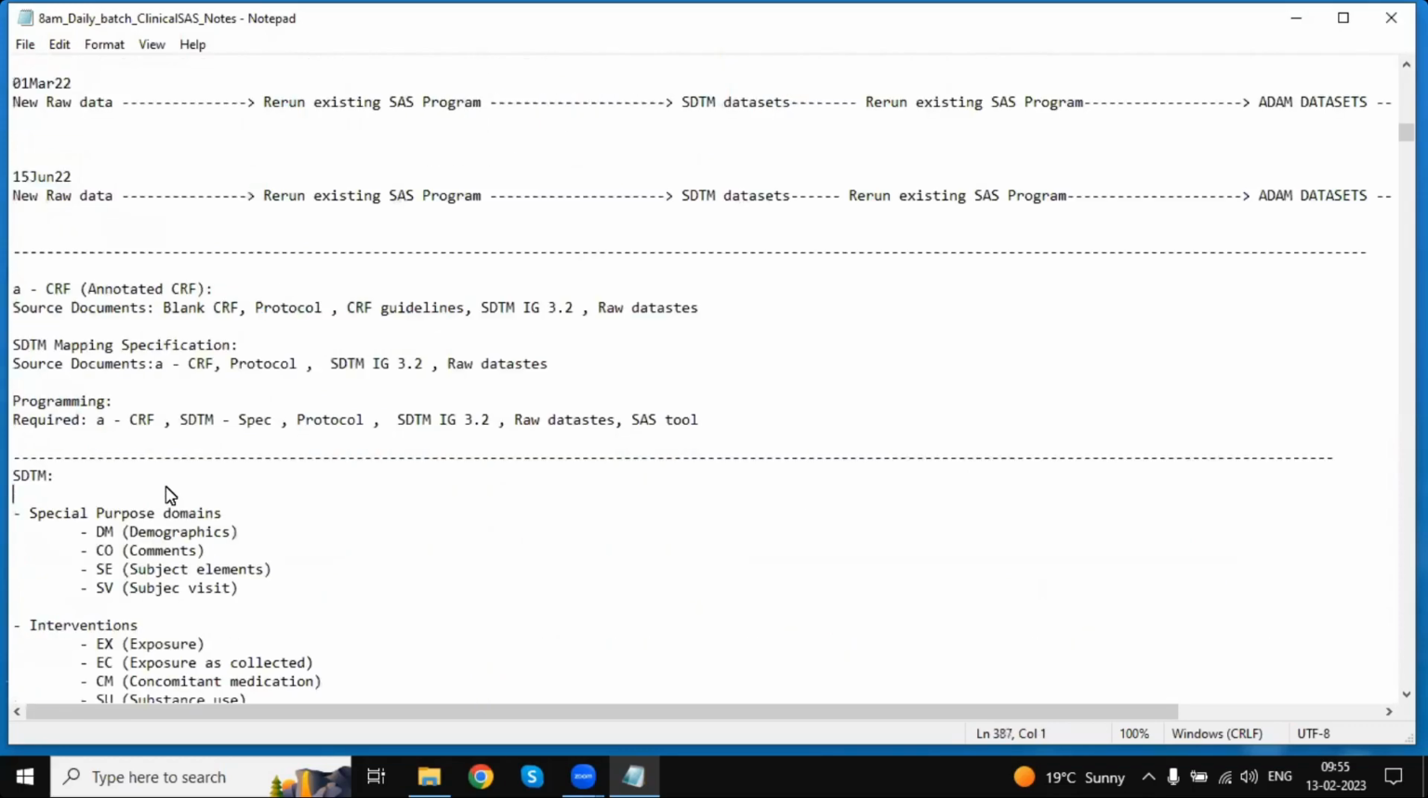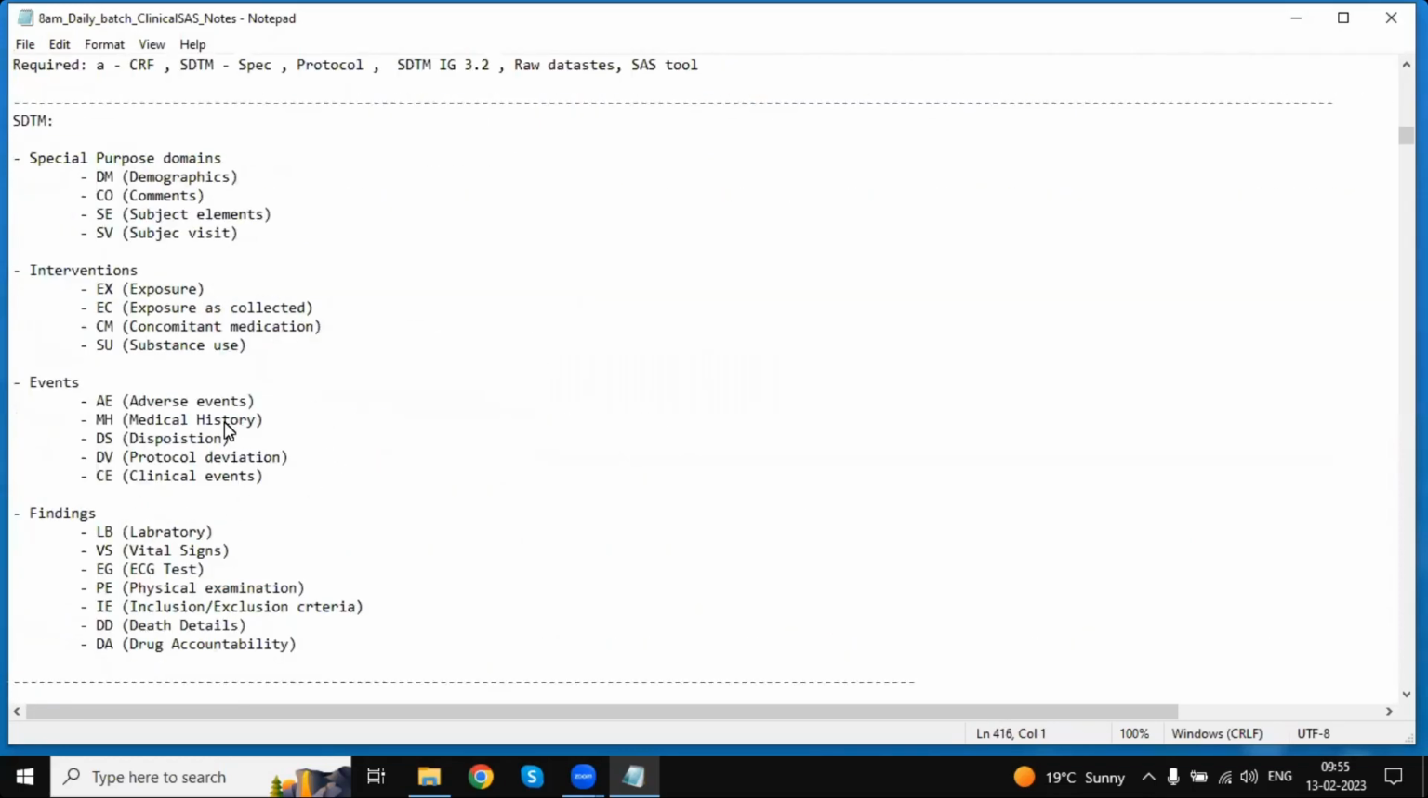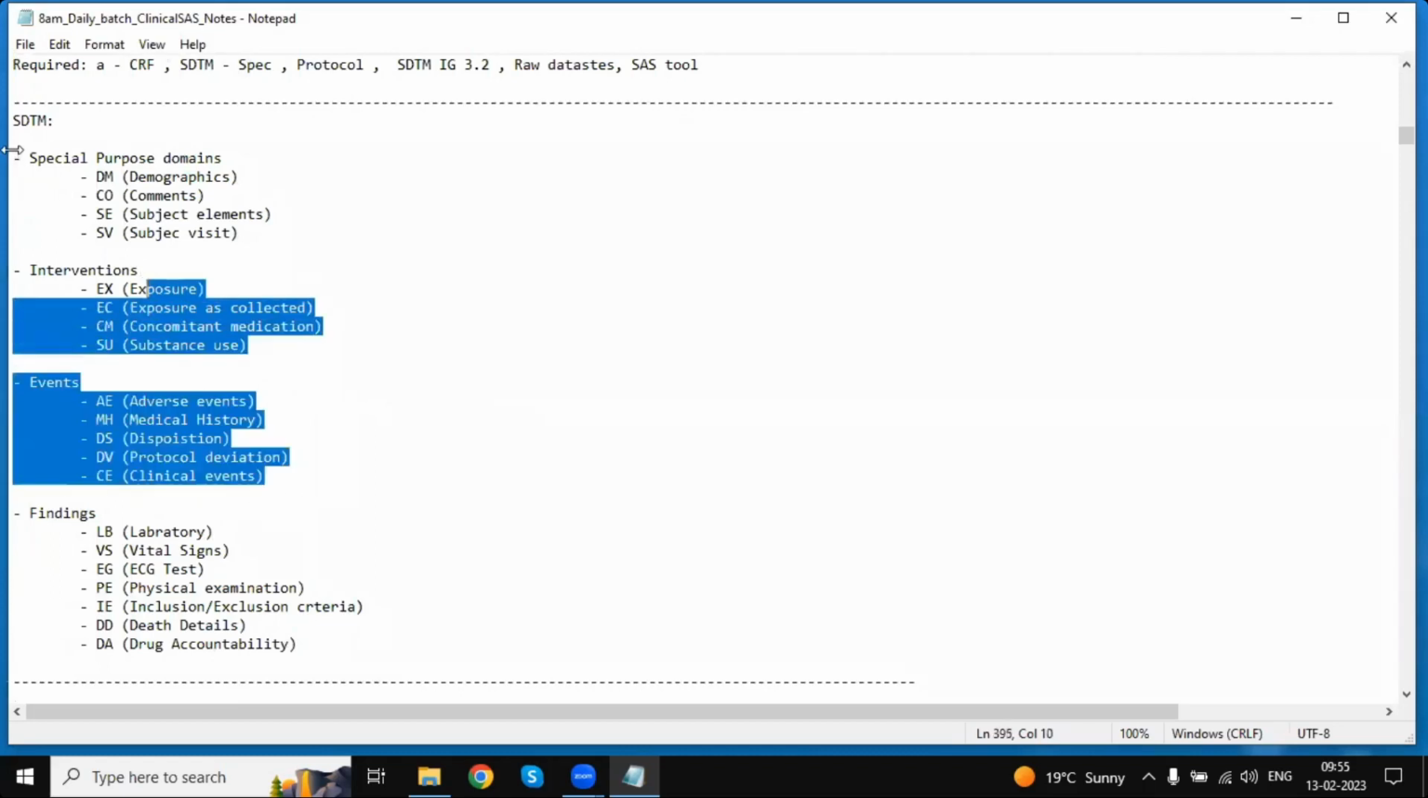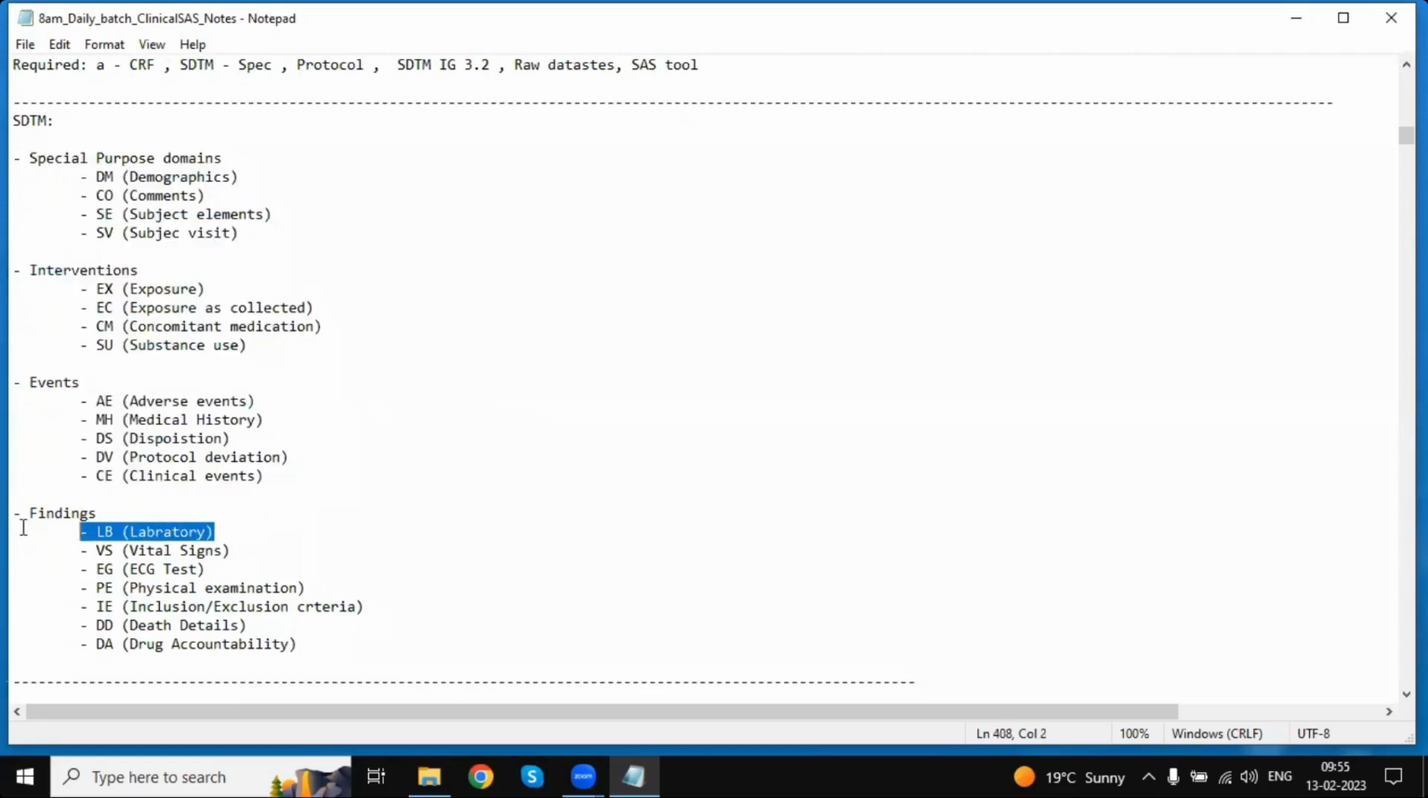So we completed discussing all the special purpose domains, interventions, and events also. Correct? So from today we'll start discussing the findings domain, starting with the LB domain, the laboratory domain.